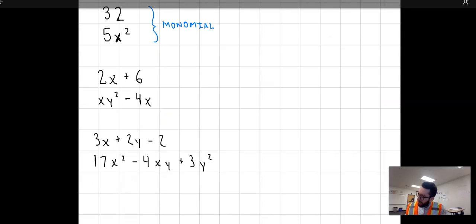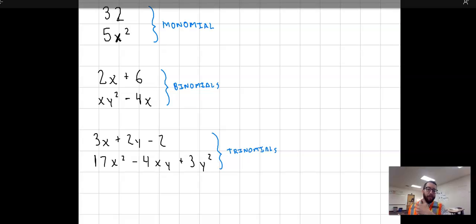As I scroll down, you'll see I have two more polynomials. I have 2x plus 6, and I have xy squared minus 4x. Those each have two terms separated by addition or subtraction. So those are called binomials because there are two of them. You can kind of see where this trend is going. These next two have three terms in them. So because they have three terms, they're called trinomials.